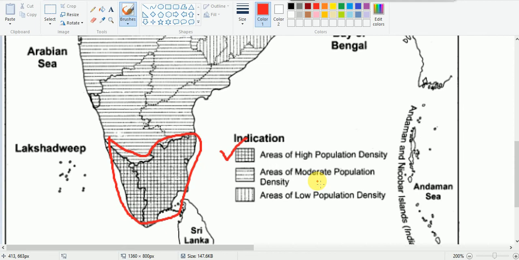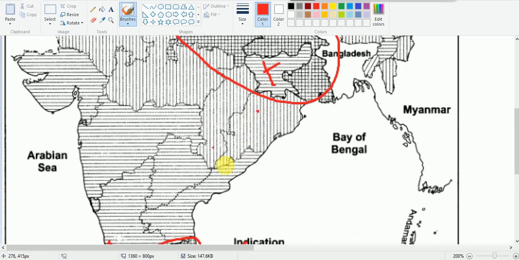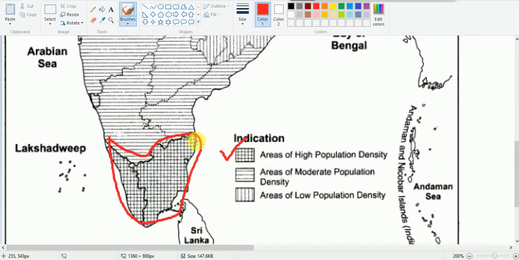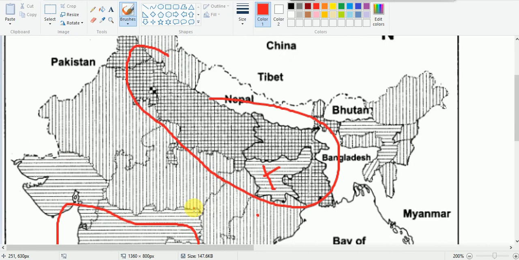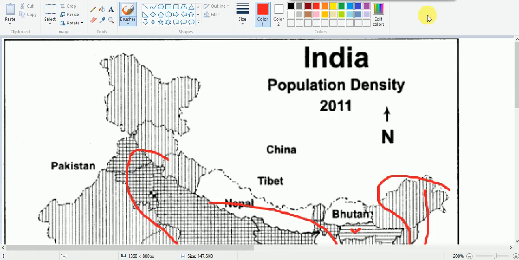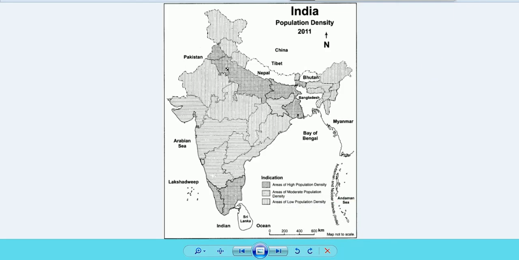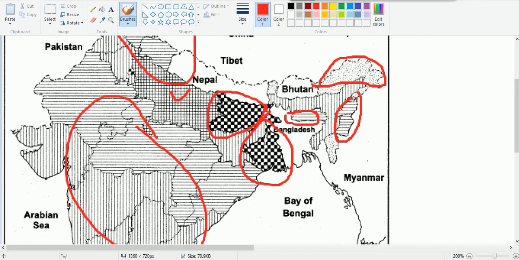Then areas of moderate population, just see all these sets, the horizontal ones. These are the areas having moderate population density, and the vertical ones here are the areas having low density. Assam is coming under the moderate. So this is about the distribution and density of population of India.